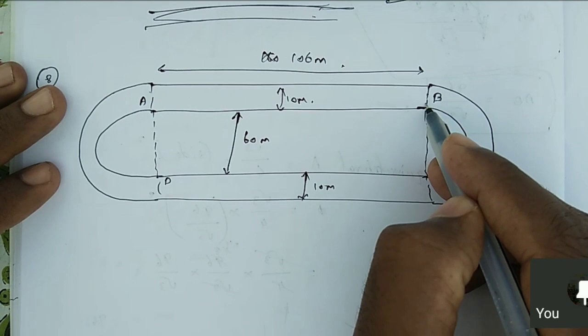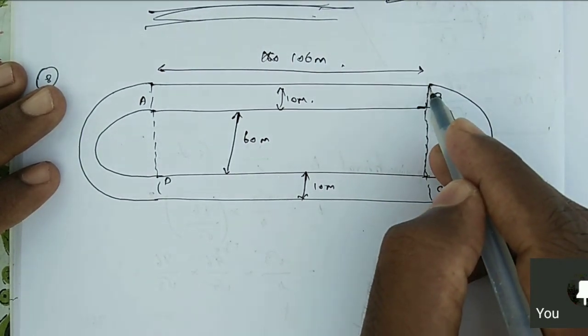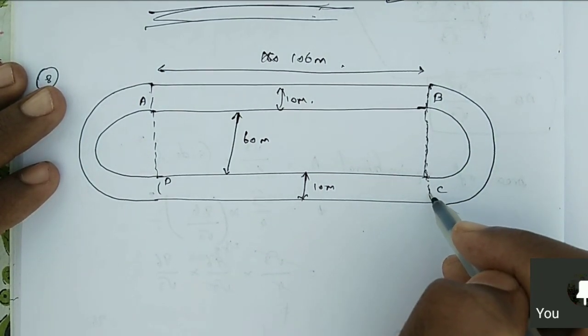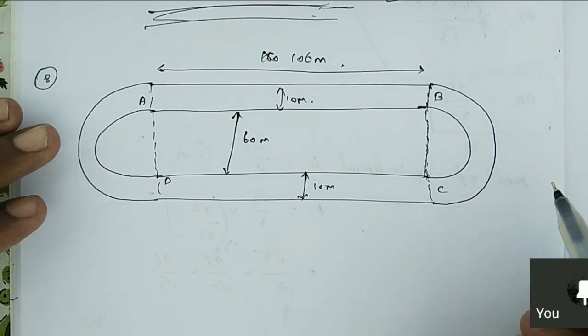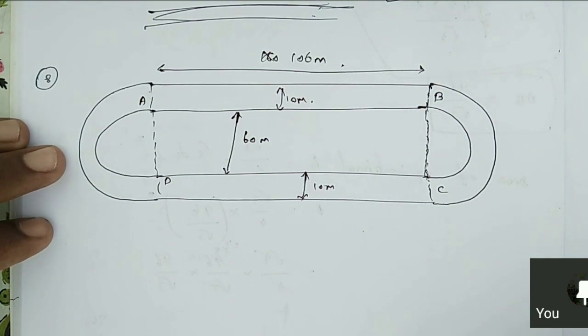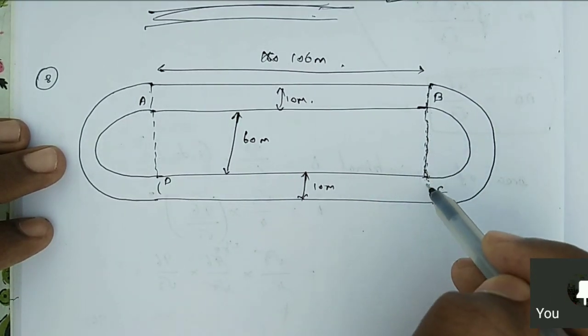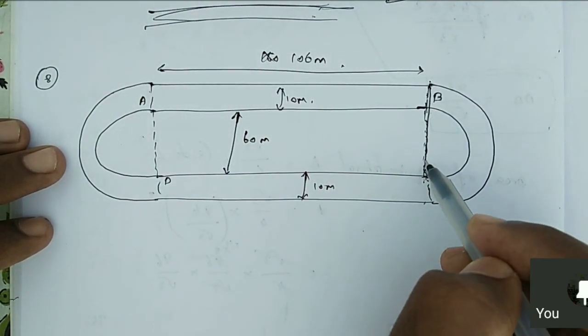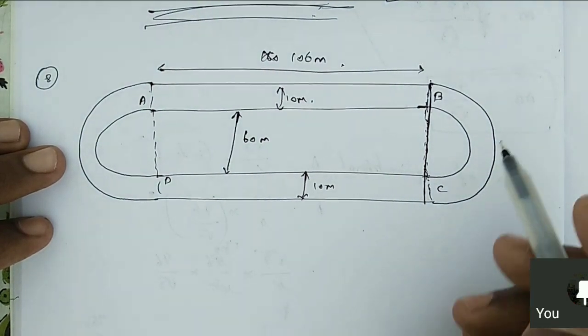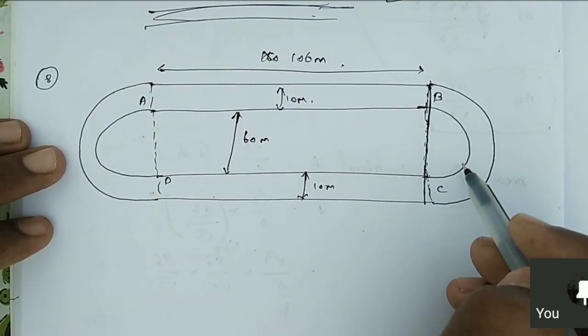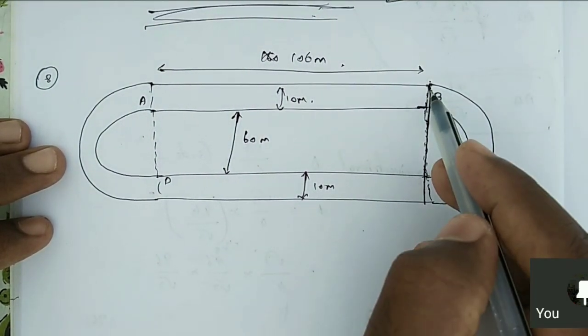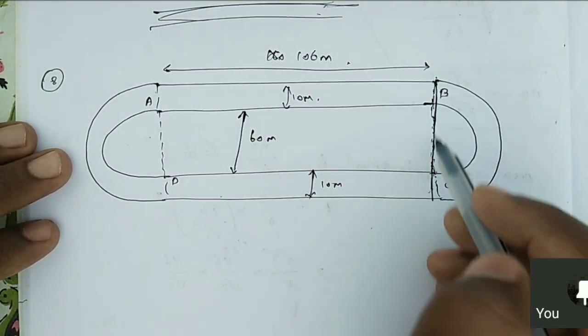So what is the distance between these two lines? Can you tell me? What is the distance? The outer circle distance is 80, right? The diameter of the outer circle is 80.